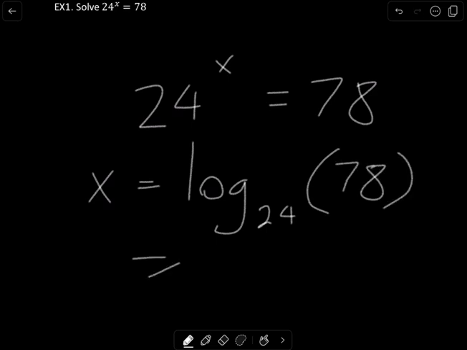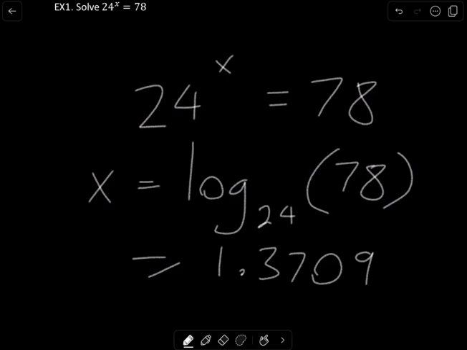Then we're going to type this on our calculator, and let's check what answer we get. So we get an answer of 1.37. Let's use 4 decimal places, 1.3709. Okay, so we got the answer. The calculator gave it to us.